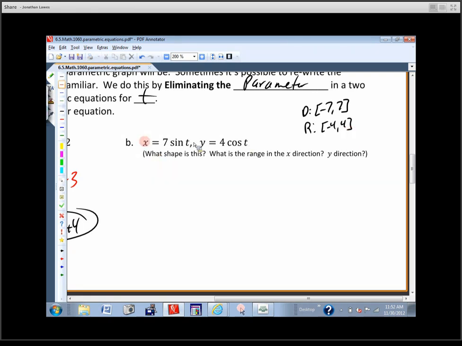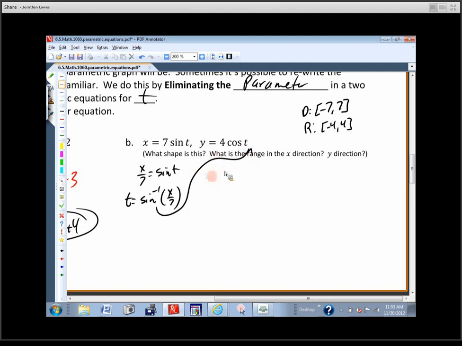I'm going to take this one and I'm going to solve it for t. If I solve it for t, this is what I get. I get x over 7 equals the sine of t. And then I'm going to take the sine inverse of both sides, so I get t equals the sine inverse of x over 7. Now, once I've solved for t, I take that expression and I plug it into the other equation. Now I solved the x equation for t, so I'm going to take this and I'm going to plug it into the y equation. So I'm going to take this and it's going to go right here.